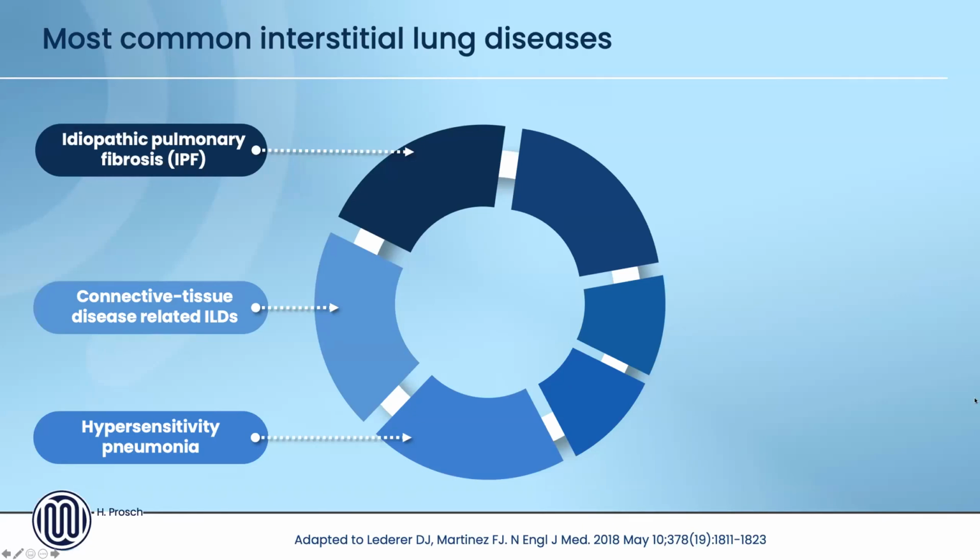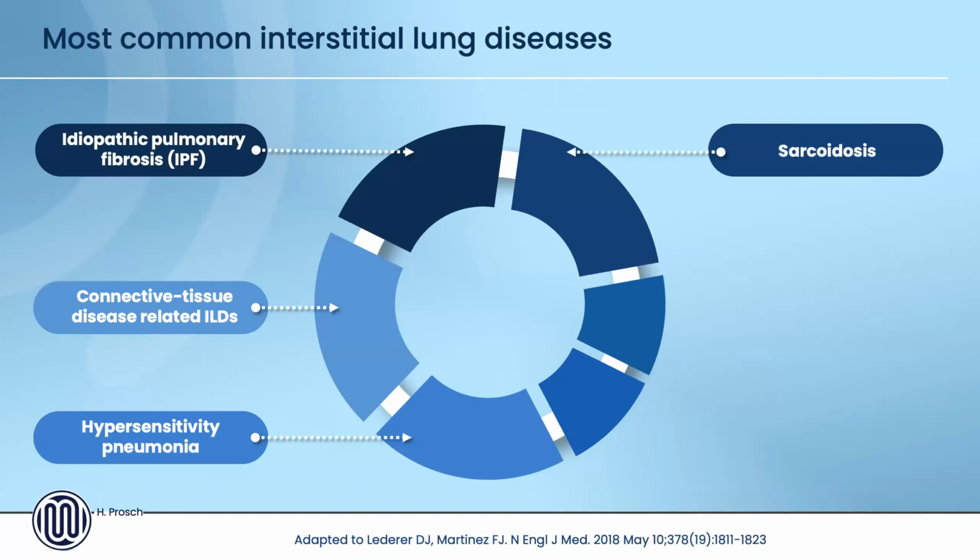And from a radiological point of view, hypersensitivity pneumonia is the most challenging one because it may present with a variety of CT manifestations. It may look exactly like a connective tissue disease, or exactly like an idiopathic pulmonary fibrosis. And on the other hand, patients with connective tissue diseases may also present with hypersensitivity pneumonia. So whenever I see a CT scan from a patient with a connective tissue disease, I also have to consider hypersensitivity pneumonia as an underlying disease.